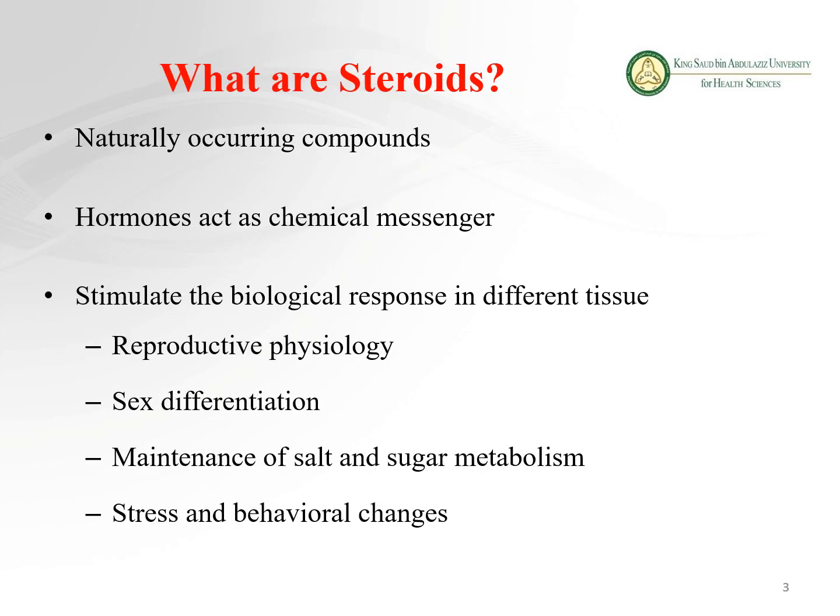Here we will discuss a little about the steroids and different forms of steroids and their physiological processes. So steroids are normally occurring compounds and hormones that act as chemical messengers. They stimulate biological responses in different tissues, like reproductive physiology, sex differentiation, maintenance of salt and sugar metabolism, stress and behavioral changes. So these steroids play an important role in all these processes.